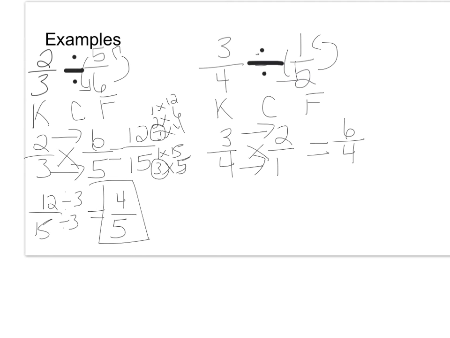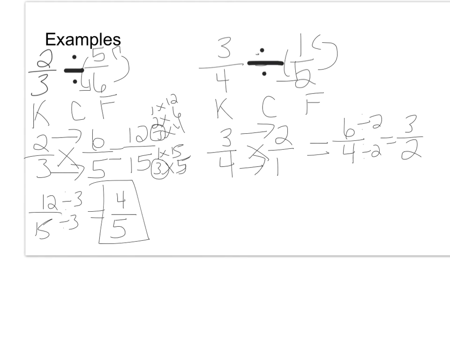Now we can simplify because we know they're both even numbers, so we can divide them by 2, or you can find their factors like we did in our last example. 2 can go into 6 3 times, and 2 can go into 4 2 times. So I have 3/2, which is still an improper fraction.